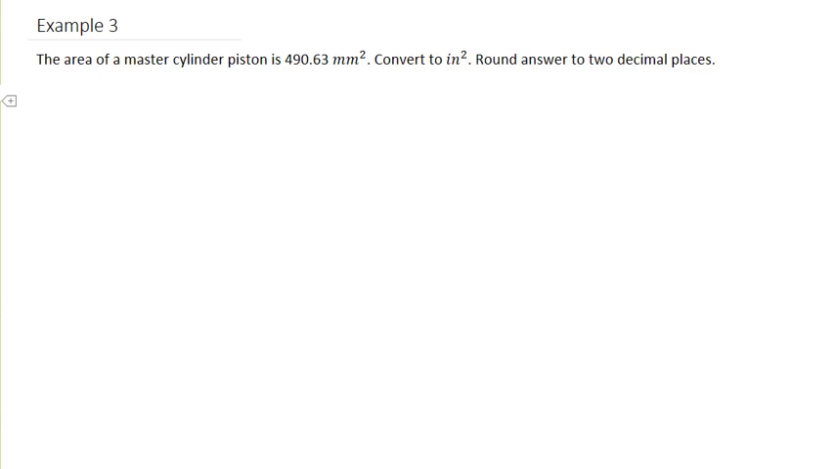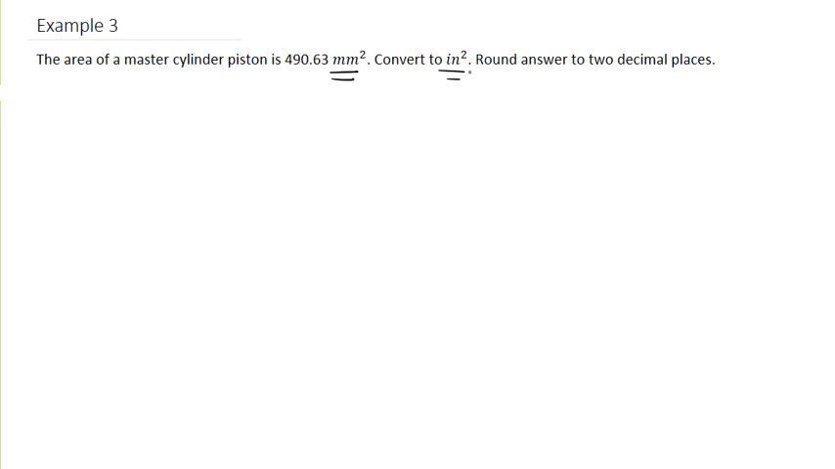Example 3. The area of a master cylinder piston is 490.63 millimeters squared. Convert to inches squared. Round answer to 2 decimal places. So for this problem, we see that we have millimeters and we're trying to go to inches.